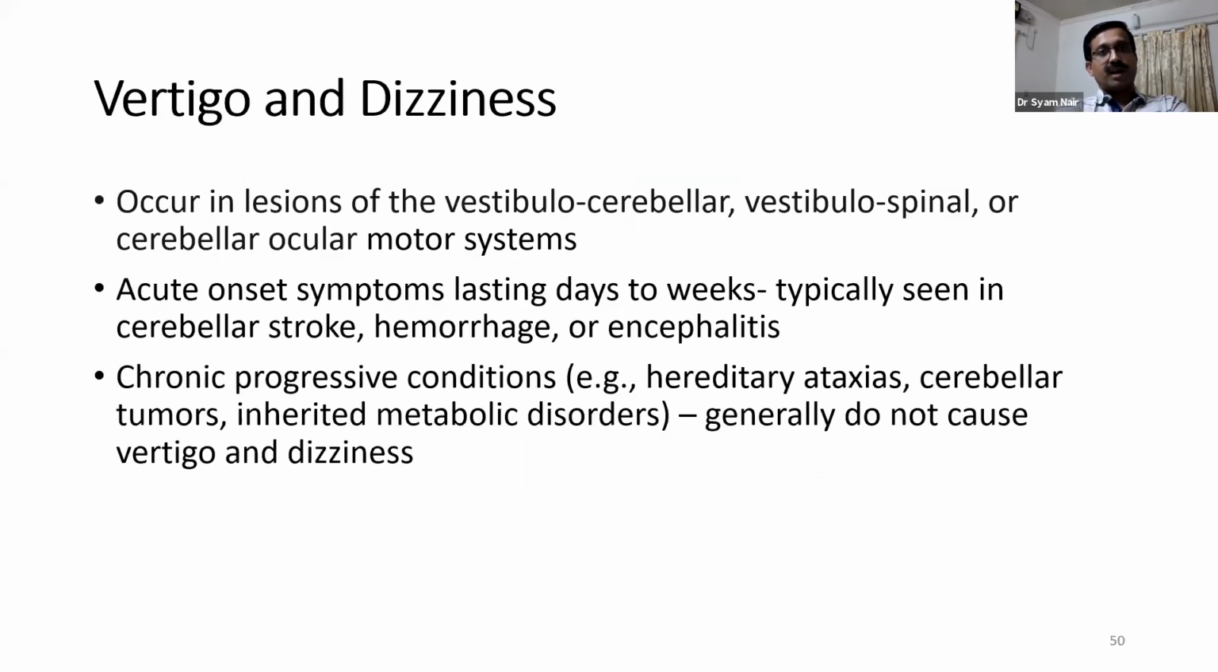Vertigo and dizziness also occur in lesions of the vestibulocerebellar and vestibulospinal or cerebellar oculomotor systems. Acute onset symptoms lasting days to weeks are typically seen in cerebellar stroke, hemorrhage, and encephalitis, while chronic progressive conditions like hereditary ataxias, cerebellar tumors, inherited metabolic disorders, etc., generally do not cause vertigo and dizziness, because the system gets familiarized and then it tends to fatigue, and the patient generally doesn't report vertigo or dizziness.